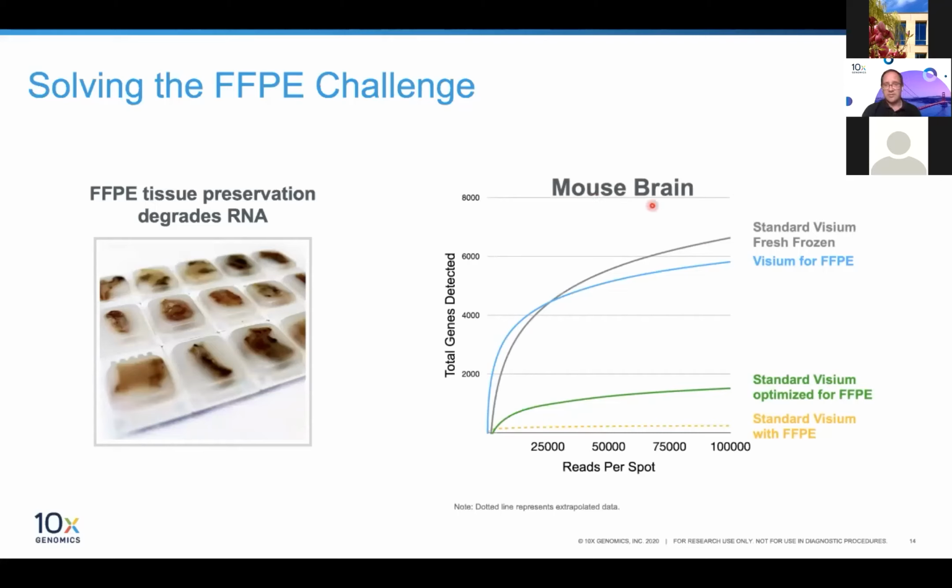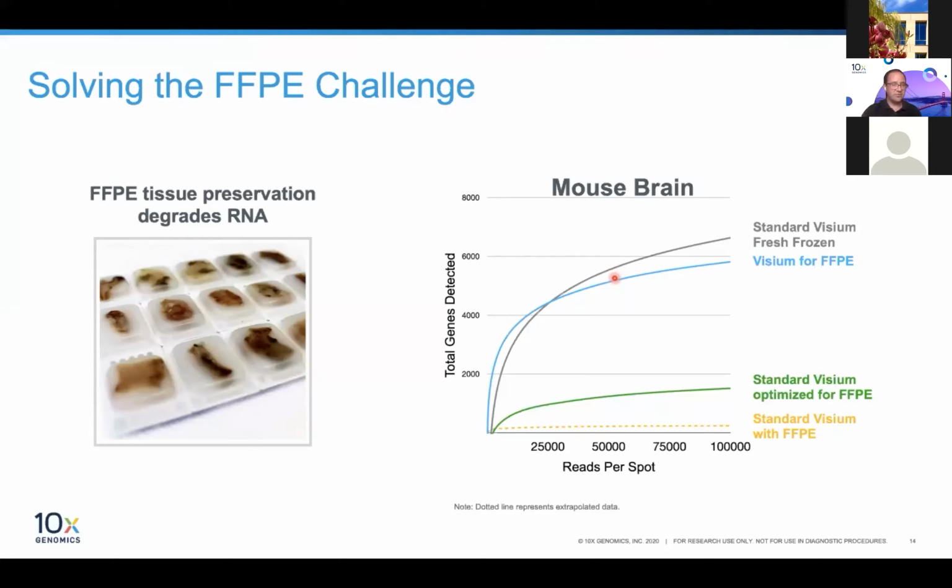So if you look in mouse brain and we compare Visium for FFPE with standard fresh frozen, the read depth that we recommend is around 50,000 reads per spot. And here you can see in terms of total genes detected, in the standard fresh frozen Visium, we're just a little bit below 6,000, and we're maybe another couple of hundred below that when we do Visium for FFPE.